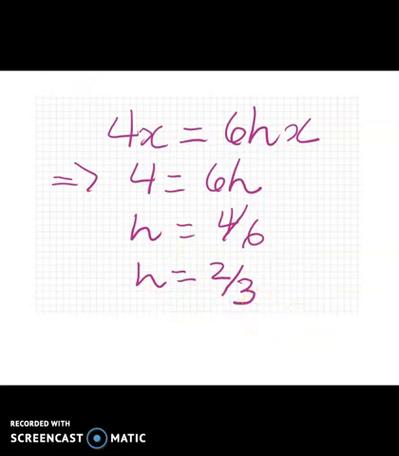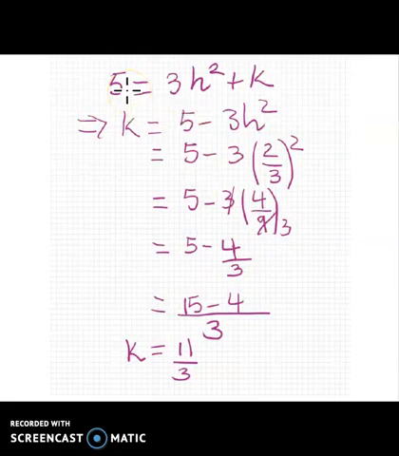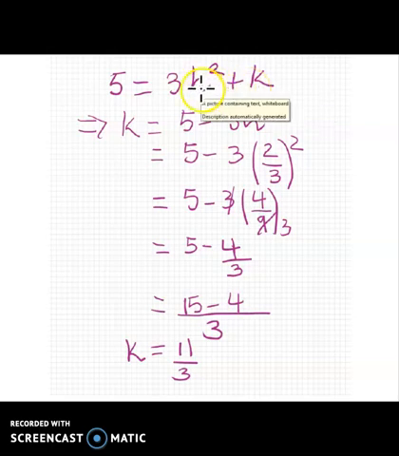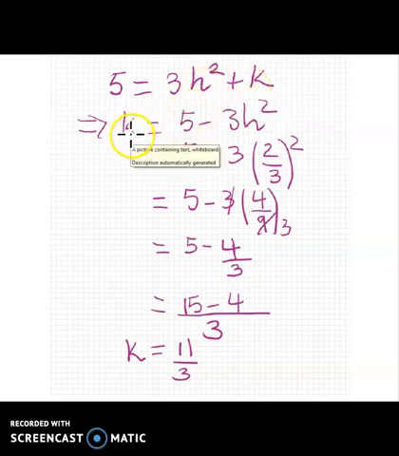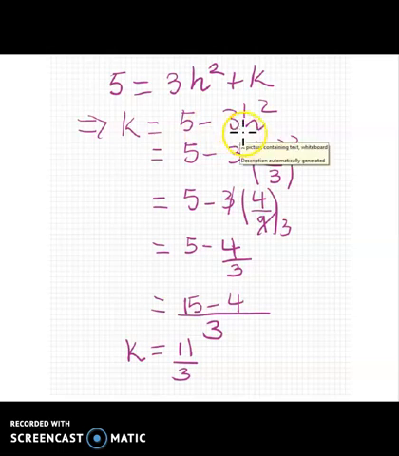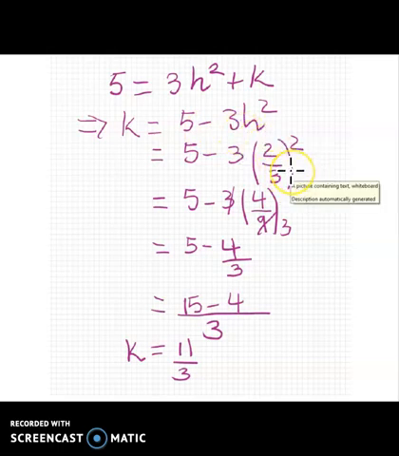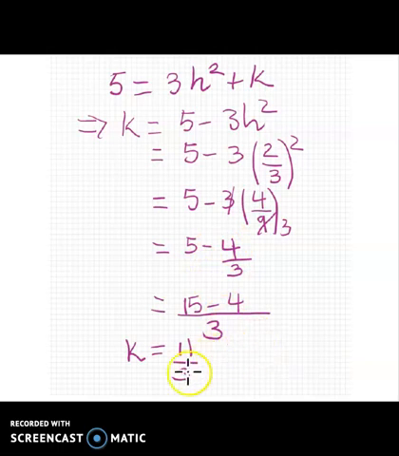Now you need to take this value. We take the 5 and equate it to 3h squared plus k. When you make k the subject of the formula, you get 5 minus 3h squared. Remember that h is equal to 2 on 3. Substitute and simplify. When you do that, you get 5 minus 4 on 3. Take the LCM, then you get that k is equal to 11 on 3.